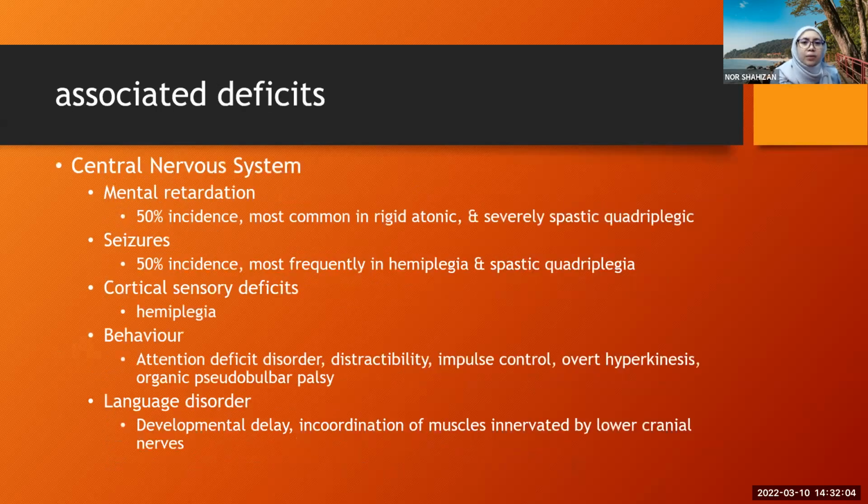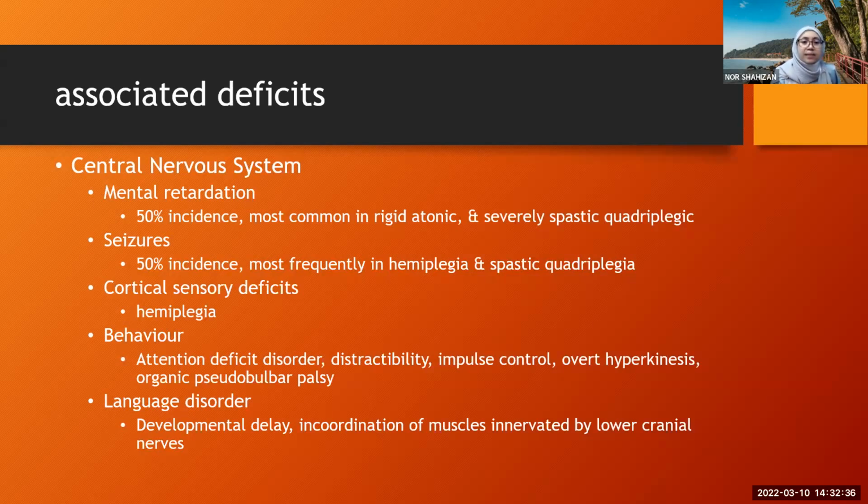Okay, what are the associated deficits in CP? I divided them into the systems that are in our body. We start with the central nervous system, the higher part. Most of the children with CP will have mental retardation, and it is most common in rigid, atonic, and severely spastic quadriplegia.